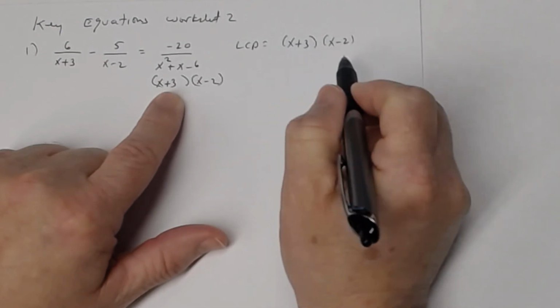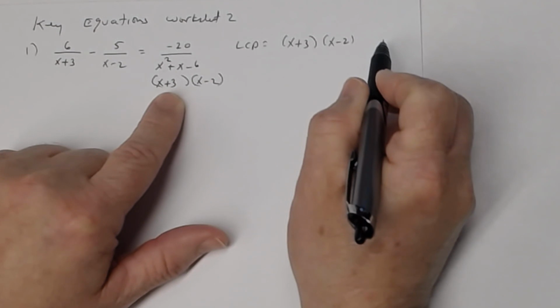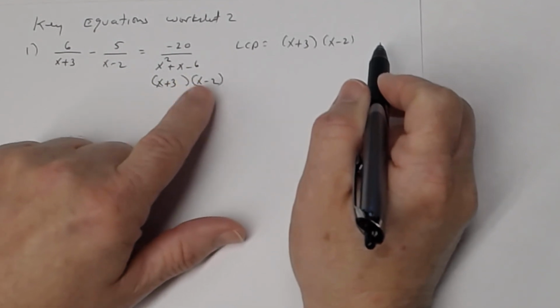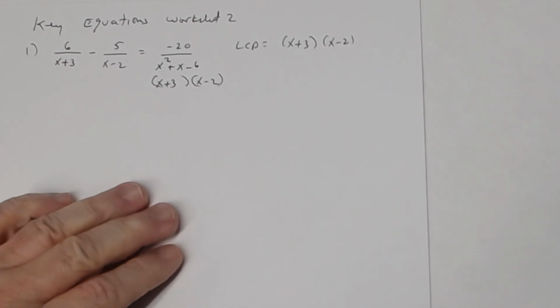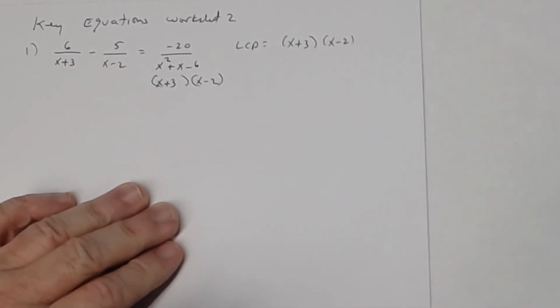So don't include it again, because if you include it again, it would no longer be a least common denominator. It would just be a common denominator, which would make things more difficult for you. The next factor you see is x minus 2. I already have it. So there's your least common denominator. Your least common denominator is the product of these two factors.